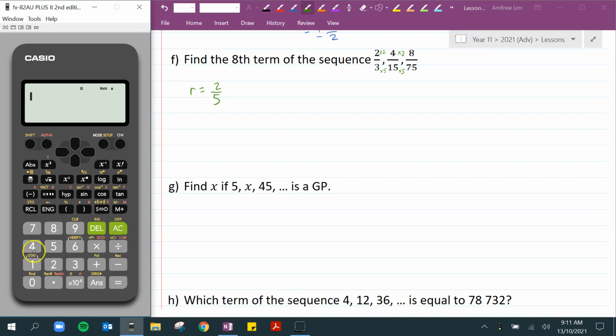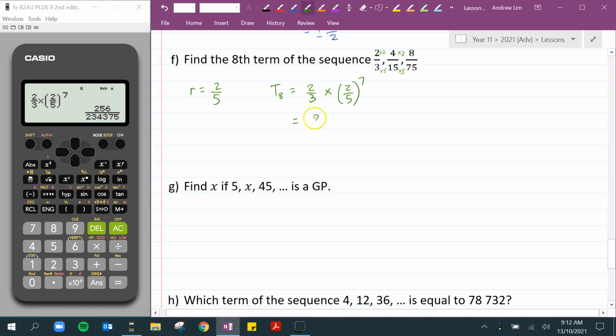Okay, you can always double check. 4/15 divided by the previous term, 2/3, gives 2/5. So we want to work out the 8th term. That's equal to a times the common ratio to the power of n minus 1, which in this case is 7. So we've got 2/3 times 2/5 to the power of 7. And that's equal to 256 over 234,375.